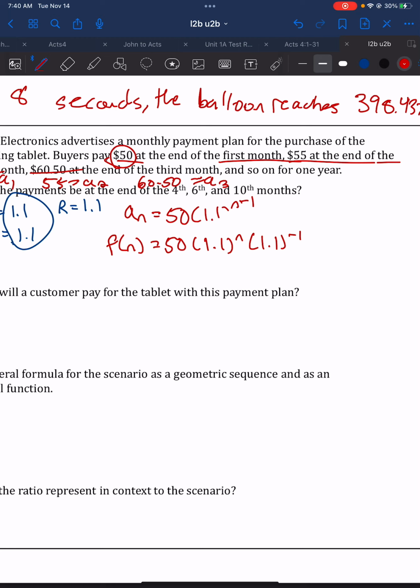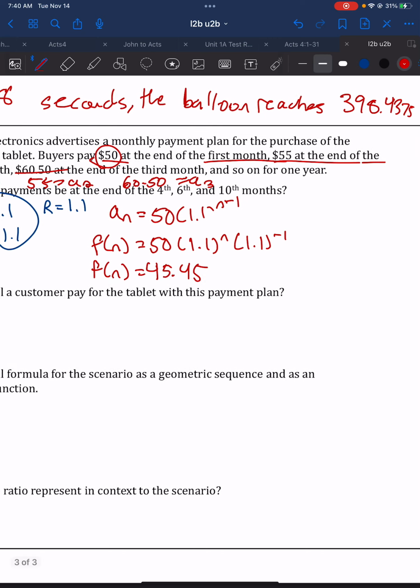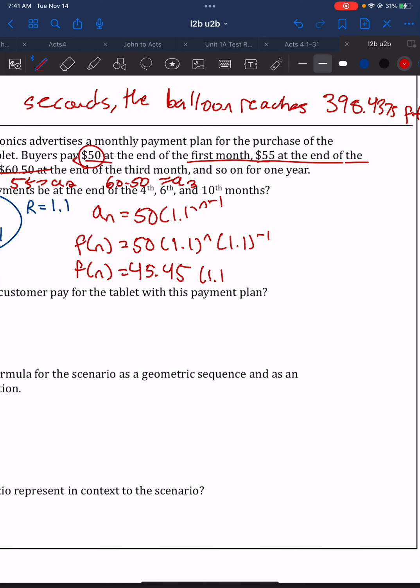So I'm doing 50 times 1.1 to the negative 1. And that is basically 45.45. So f of n equals 45.45 times 1.1 to the n. I'm doing a lot of the same steps all at once. Depending on whether you use A of n or f of n, if you notice in the answer key, it's rounded a little bit differently. Just because you had to round to 45.45, you're not writing 45.454545, it's going to change your answer just slightly. Not too much though, but that's why that is.